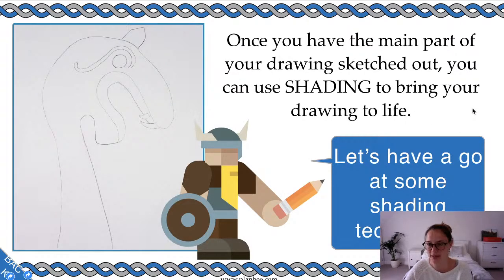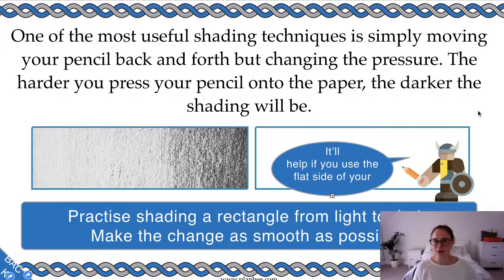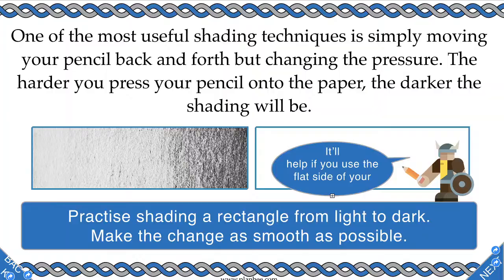Okay, so we're going to have a go at some shading techniques now. So if you've got a pencil, there are different ways that you can hold a pencil. Right, let's have a look. Oh, here we go. So when you've got your pencil, I've just got this normal pencil, but you might have some shading pencils at home. And we would normally hold this pencil like you would when you are writing, okay, between your finger and your thumb like that. But when you're shading, often it's easier to actually hold the pencil further up.